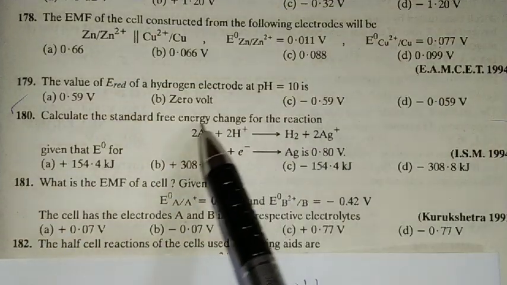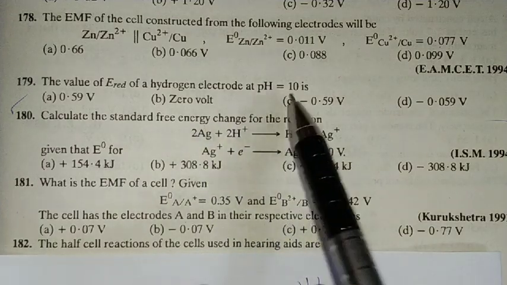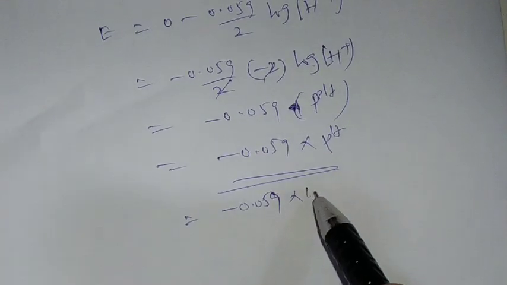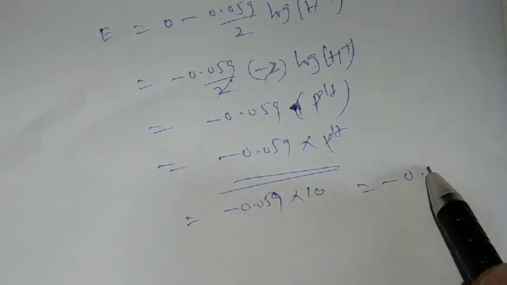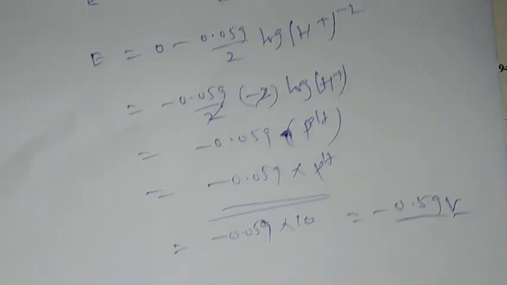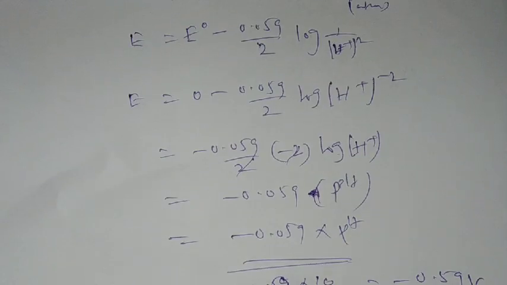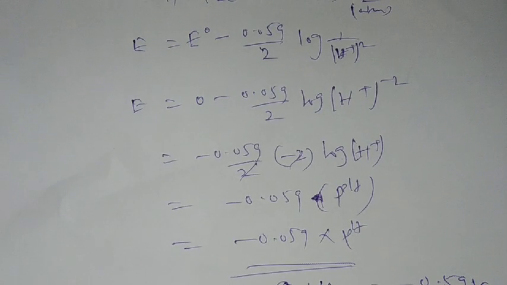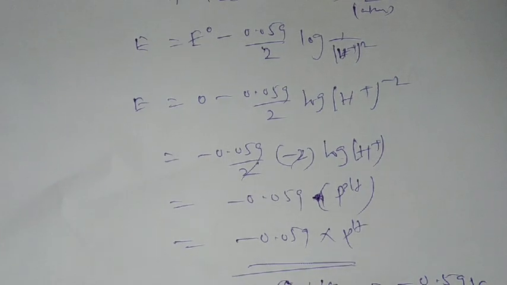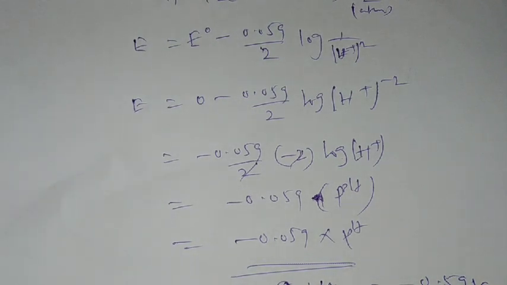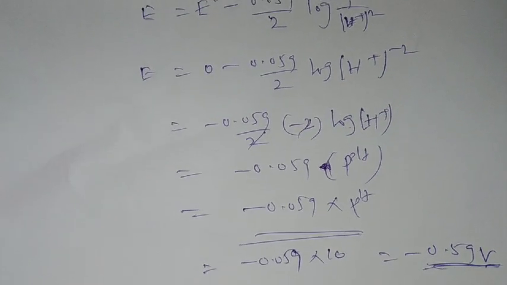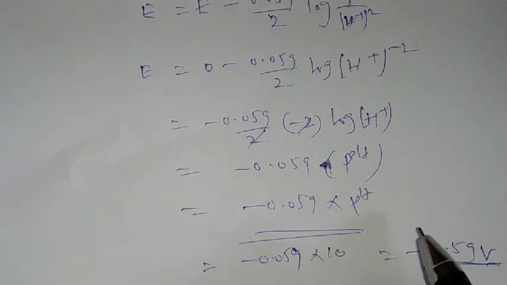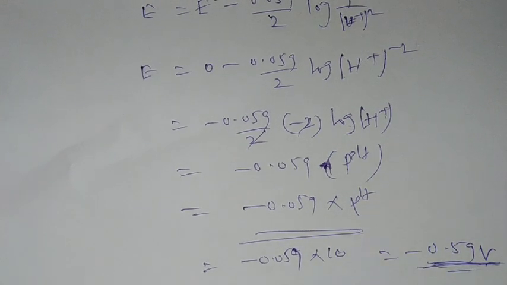pH equal to 10 is given. That is, if we replace here 10, then we get minus 0.59 volts. Is it okay? So generally, half cells can show the negative voltage, but complete cells should not show the negative voltage. So as this is a hydrogen cell only, that is why minus is acceptable, no problem.